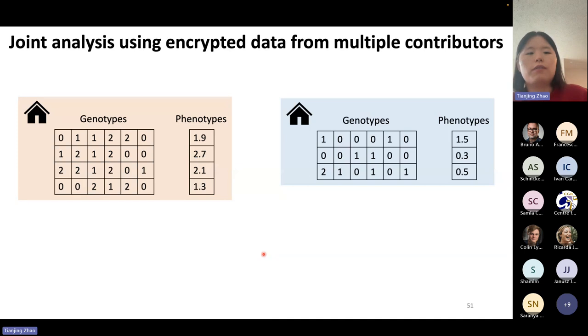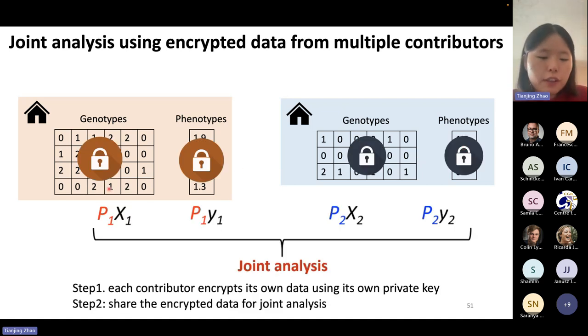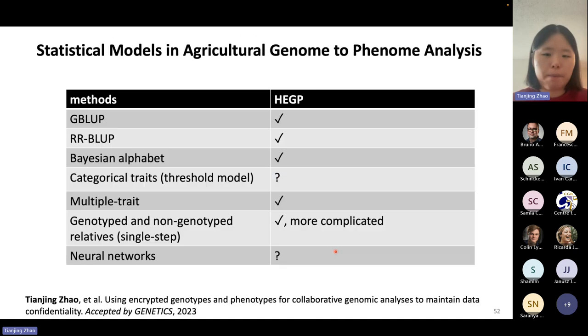And also, as I mentioned before, we can do joint analysis using the encrypted data. So let's say this is company one. They have some genotypes and phenotypes, and this is company two. They also have genotypes and phenotypes. They will first encrypt their data on their own computers. So company one has encrypted genotype and encrypted phenotype, and company two will only have their own encrypted genotype and encrypted phenotype. Then they can share the encrypted data, such that we can use the joint encrypted data for joint analysis.